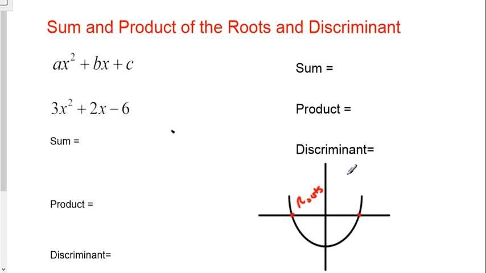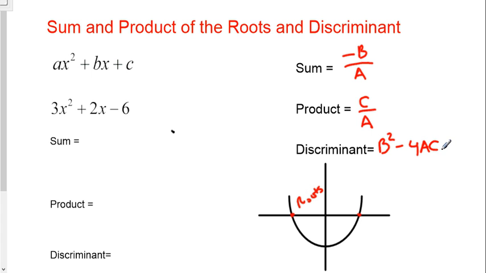And the discriminant has to do with a far more complicated subject that I'm not going to talk about in this video today, but I will help you learn how to calculate it. Anyways, going back to this, to find the sum of the roots, there's a formula, and it is negative b over a. To find the product of the roots, it's c over a. And to find the discriminant, it's b squared minus 4ac.